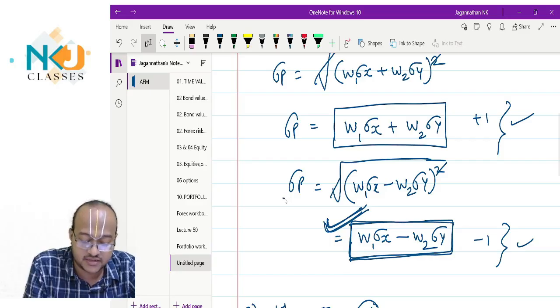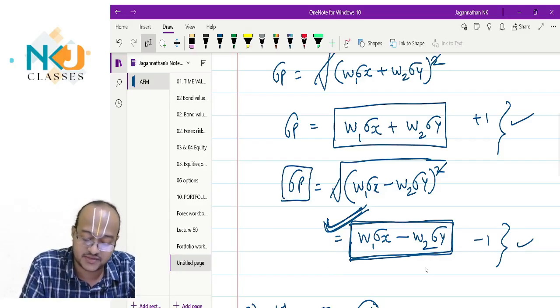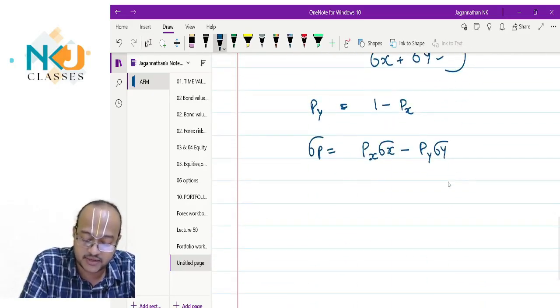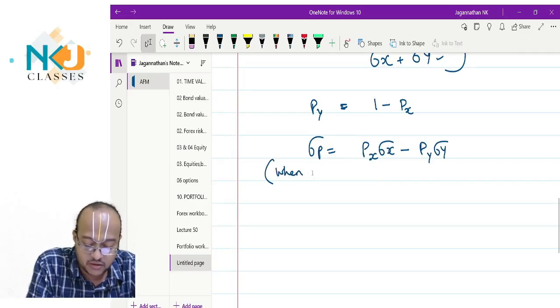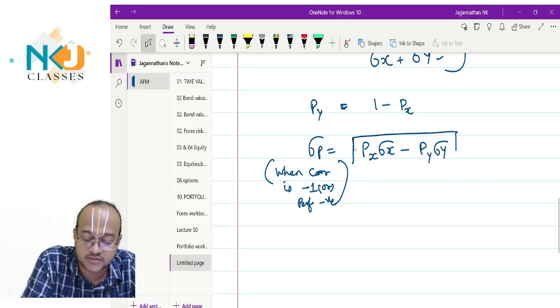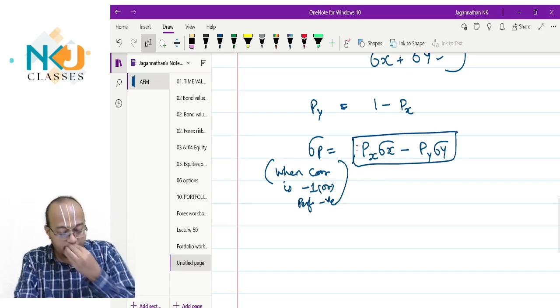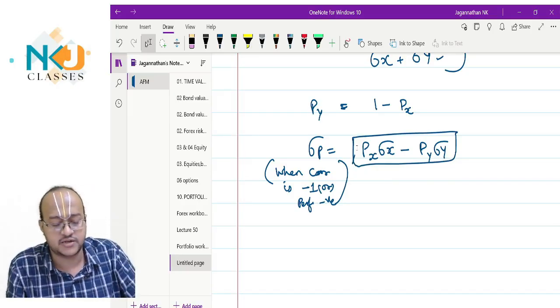I am just taking this and substituting. Are you observing? See here. I am just substituting that number here, sigma of the portfolio, when correlation is exactly -1 or perfectly negative. Correct? So sigma of that portfolio at that point will be what? This is the portfolio sigma. Are you understanding?